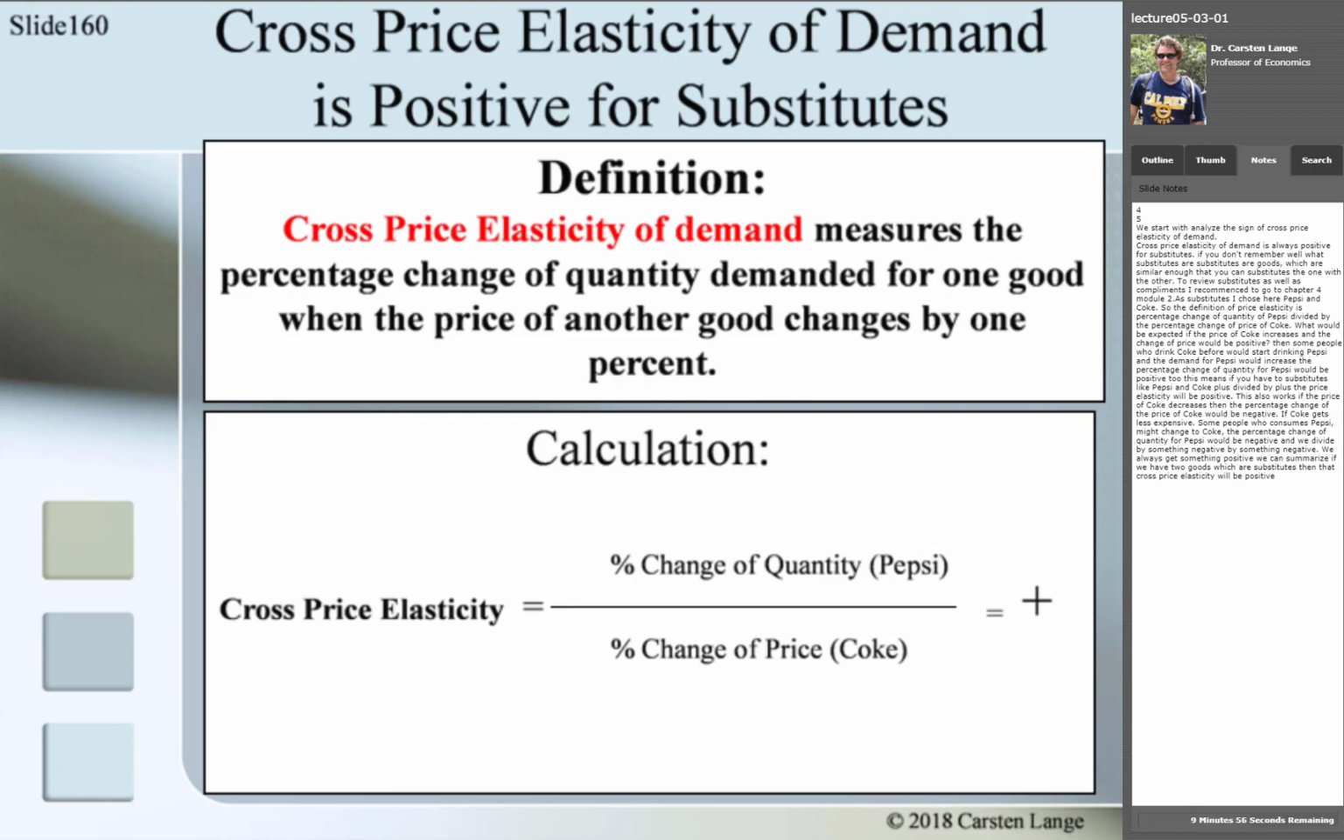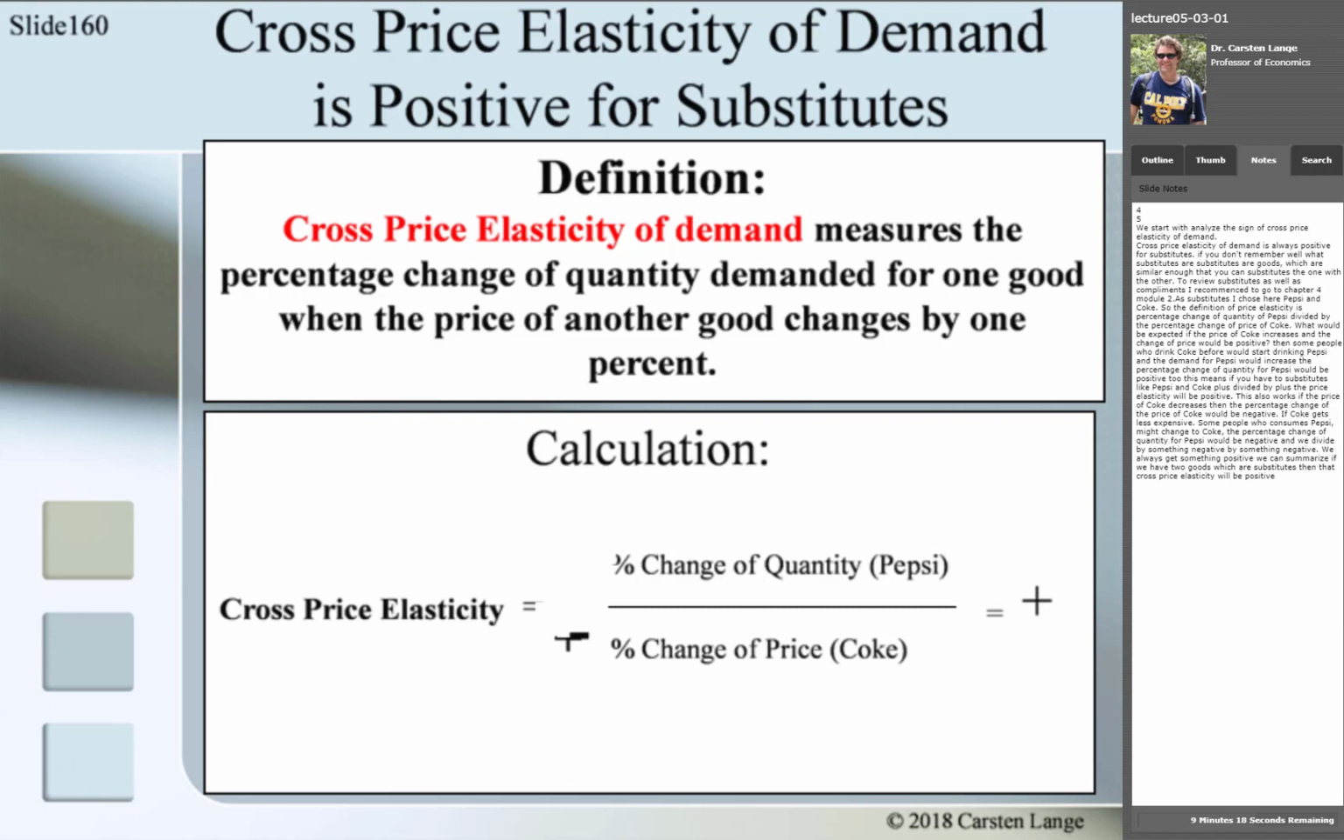So the definition of cross-price elasticity is the percentage change of quantity of Pepsi divided by the percentage change of price of Coke. What would we expect if the price of Coke increases and the change of price would be positive? Then some people who drank Coke before would start drinking Pepsi and the demand for Pepsi would increase. The percentage change of quantity for Pepsi would be positive too. This means if we have two substitutes like Pepsi and Coke, plus divided by plus, the cross-price elasticity will be positive.